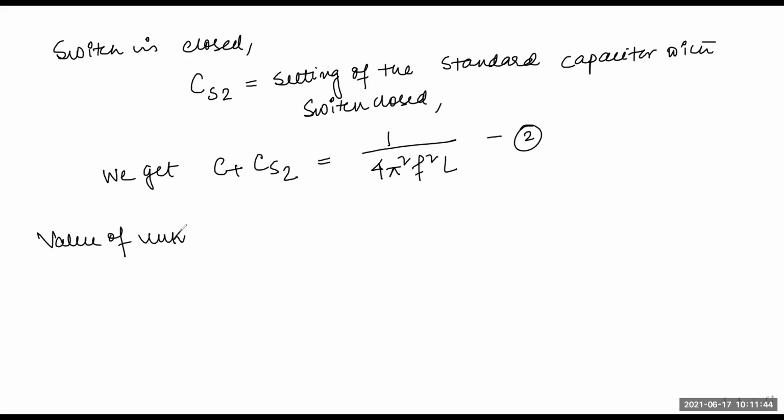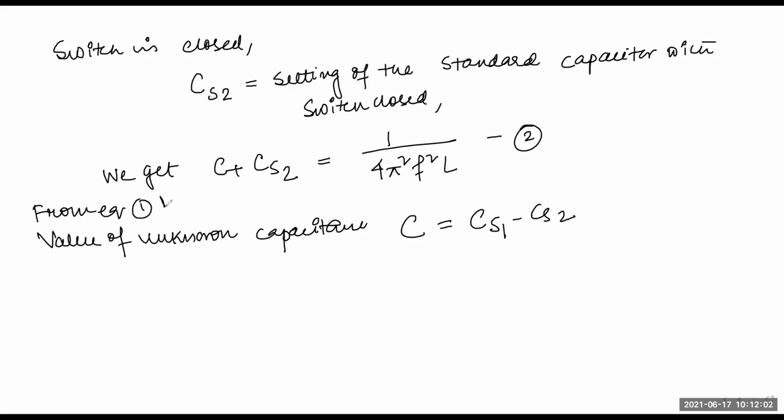Value of unknown capacitance. So that can be written as C equals CS1 minus CS2. And this we are getting from equation 1 and equation 2. So we are getting this kind of equation, equation 3.